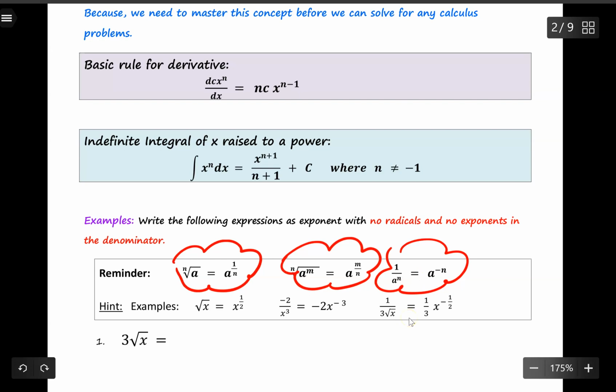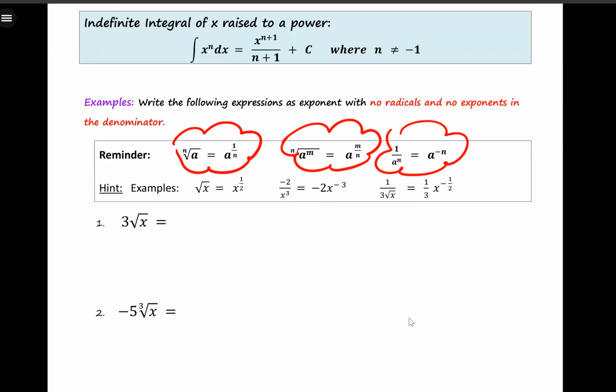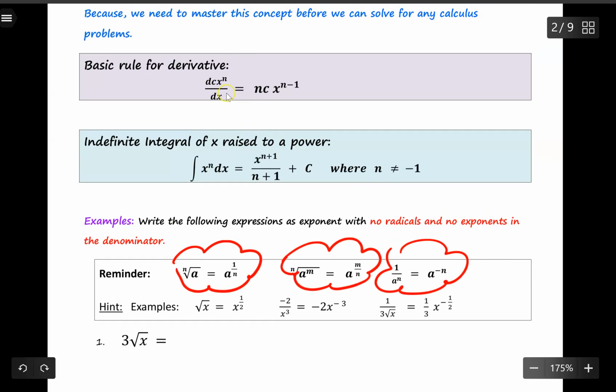Alright, so let's start with a lot of them. I actually have quite a few questions to work with. I designed about 15 questions altogether, and hopefully I can complete it in 30 minutes. It's actually very simple. It's just practice converting between the radical and the exponent, and at the same time, I would like everyone to take a look at the formulas that we have here for derivatives and for integration.